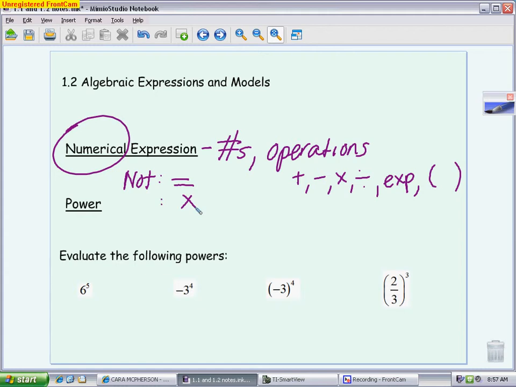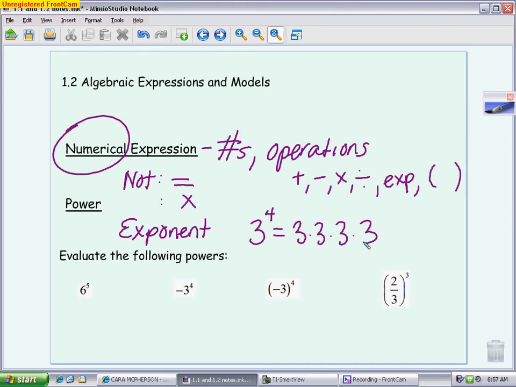The word power is something you use not only in algebra but in geometry. It's simply a word that means exponents. So for example, if I have 3 to the 4th power, that 4 is the power, it tells me how many times the multiplication is repeated. So that would be 3 times 3 times 3 times 3, 4 times.